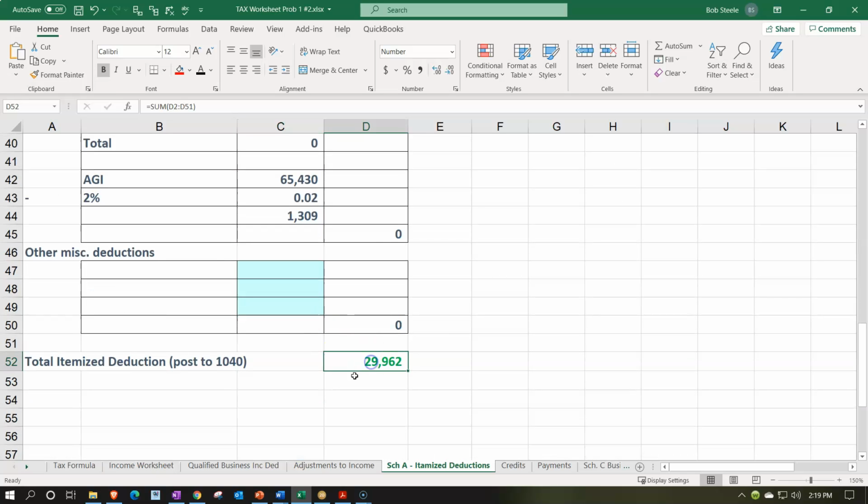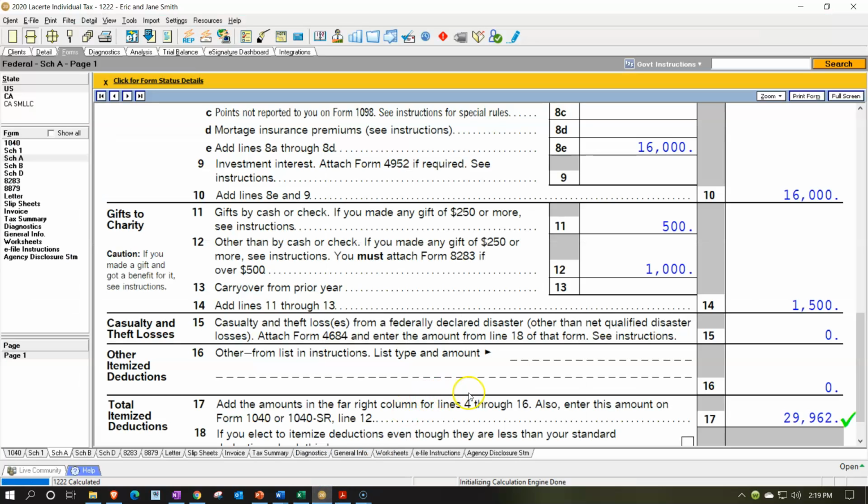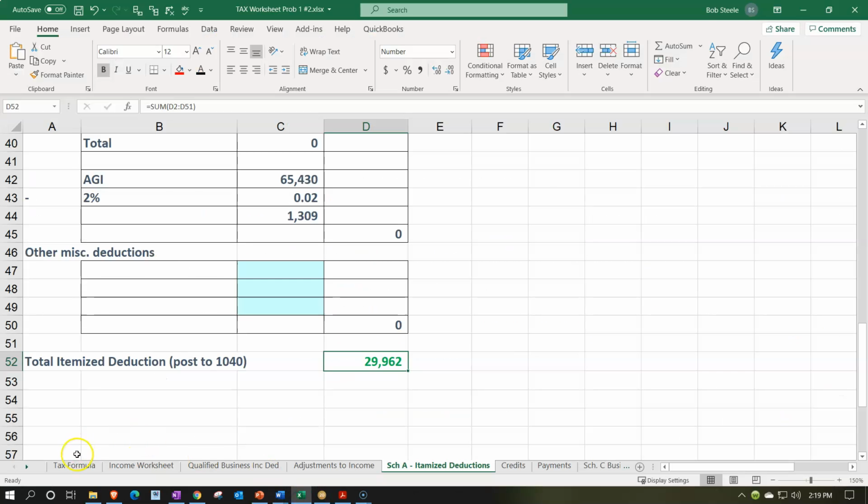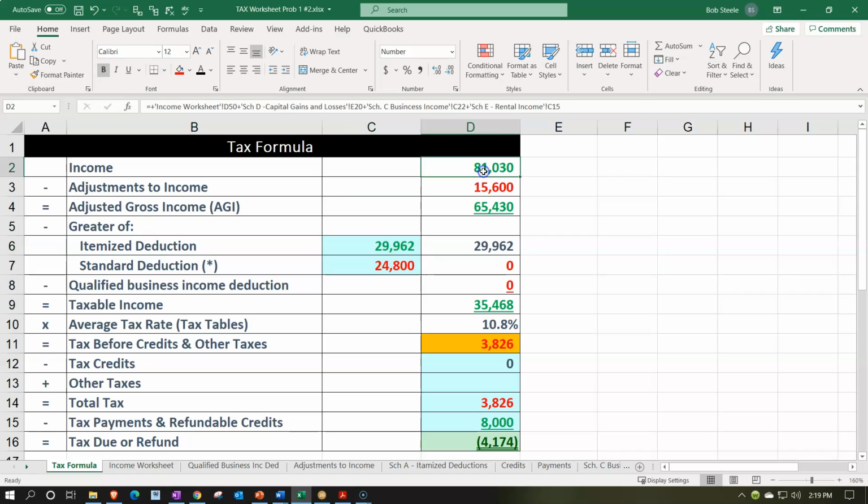If we add all this up to the 29,962, does that tie out to what we have over here? 29,962, it sure does. And then if we go back to the first page of the 1040, in our case back to the formula up top, we have the 81,030 in the income. Above the line deductions, the 15,600. We have the adjusted gross income, or AGI, 65,430.